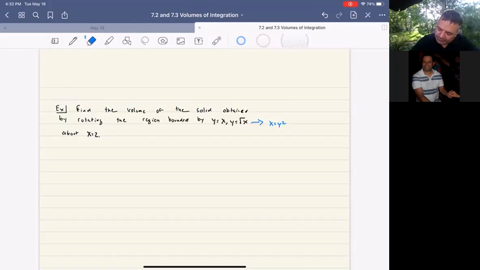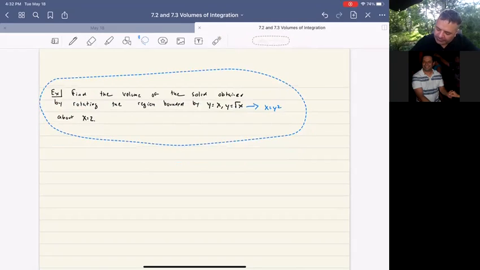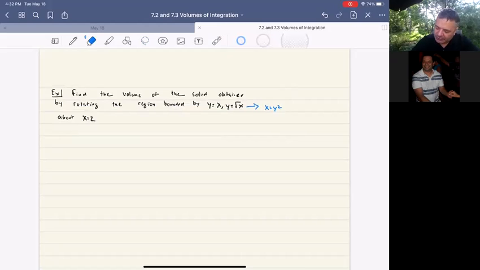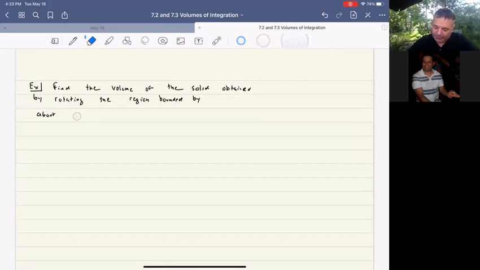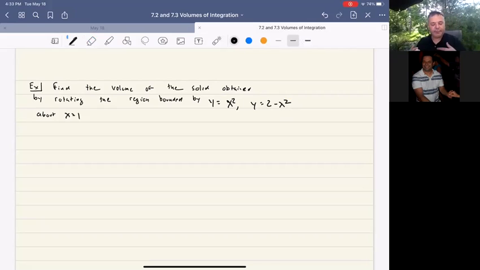Okay, so we're going to find the volume of the solid obtained by rotating the region bounded by, let's say, y equals x squared, y equals 2 minus x squared, about x equals 1. Again, we're going to set up both.